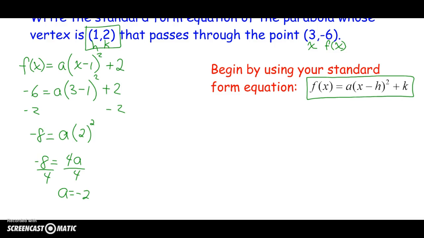That value is going to be substituted into our equation along with our vertex. We no longer need the point that we passed through, and we'll be able to create the equation f of x equals negative 2 parentheses x minus 1 squared plus 2.